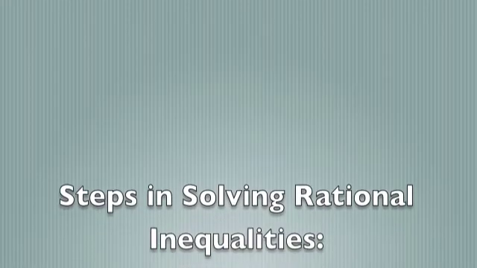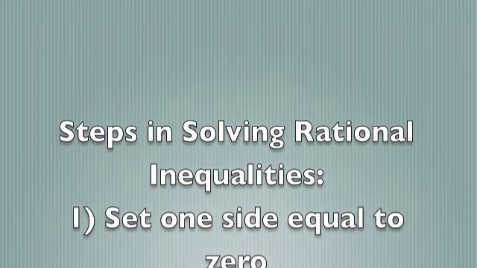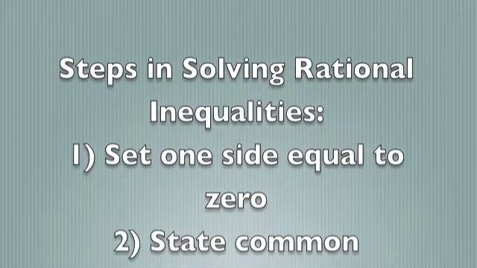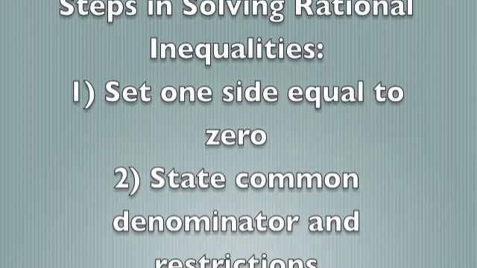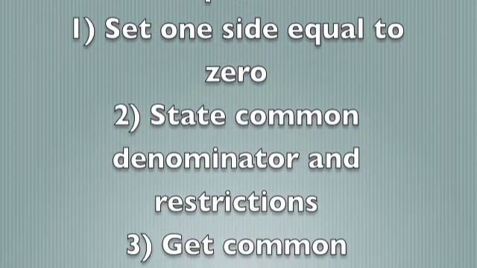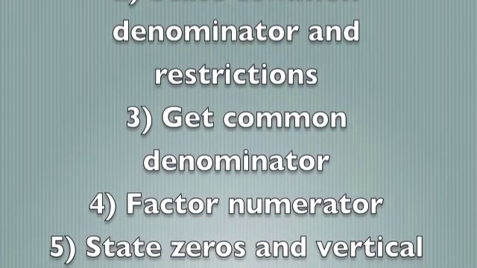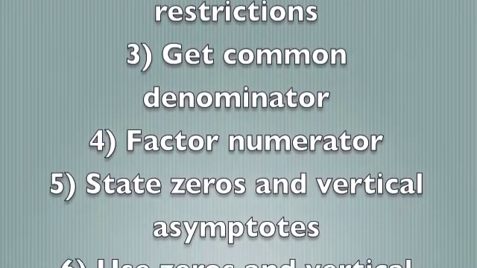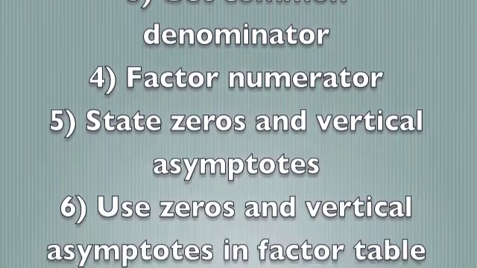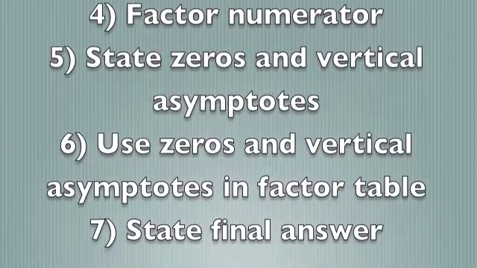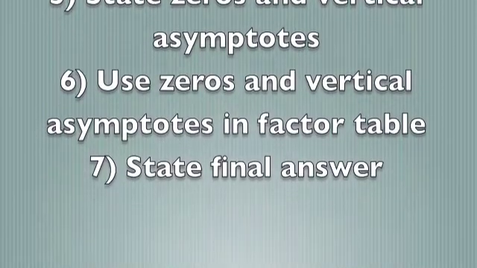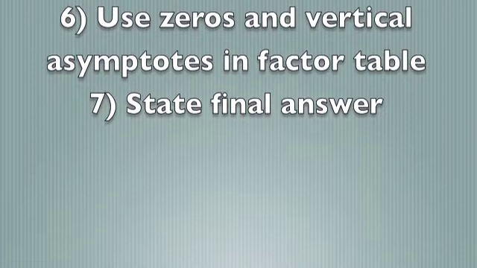We also have the knowledge to show Mary's children where one of them is bigger or smaller than the other. To show this, we use rational inequalities. The steps to solve a rational inequality are: set one side equal to 0, state common denominator and restrictions, get common denominator, factor numerator, state zeros and vertical asymptotes, use zeros and vertical asymptotes in a factor table, state final answer.